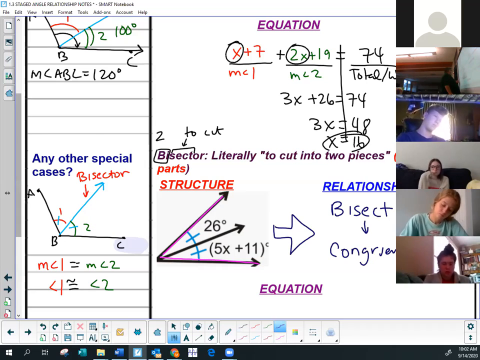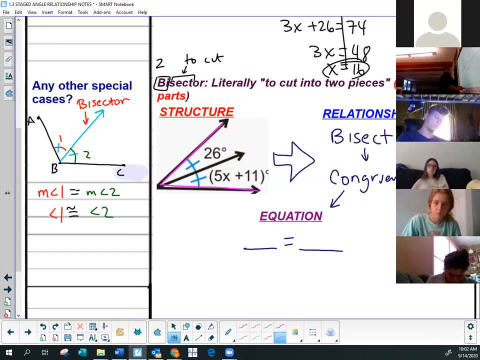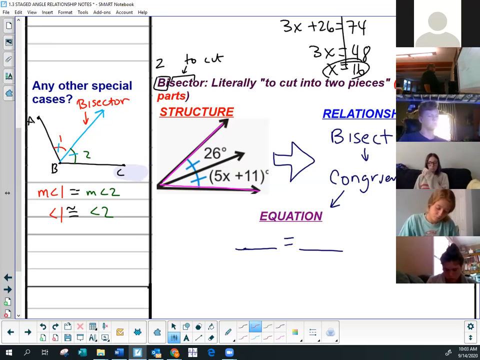So structure informs the relationship. The relationship informs the equation. We should have two things equal to one another. In this particular case, what two things? Like what goes in the left blank and the right blank? 26 degrees. Yeah, so 26 can go here. And the right blank? 5x plus 11.